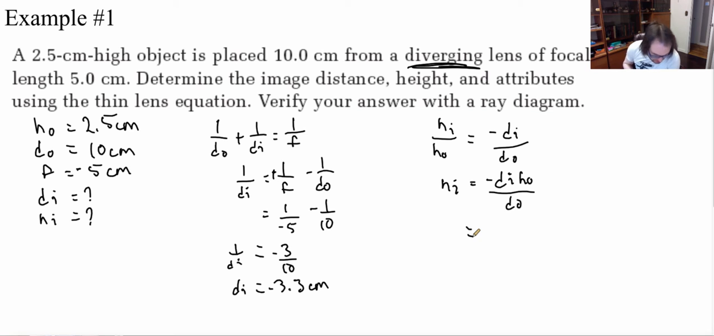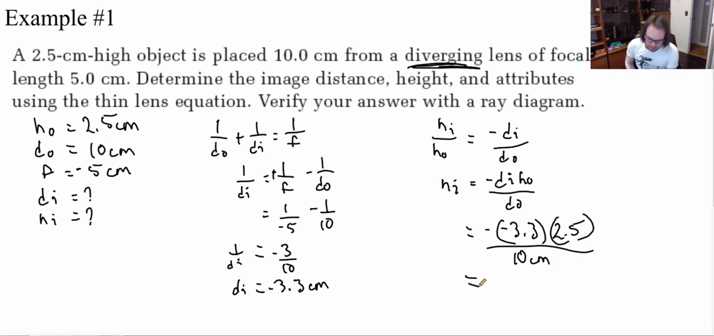So now let's plug in everything we know. We know my distance of my image is 3.3. So we have negative 3.3, and that's going to be multiplied by my height of my object, 2.5 centimeters, and that's all divided by my distance of my object, 10 centimeters. And once we do that, I'm going to end up getting 0.83, and this is positive.